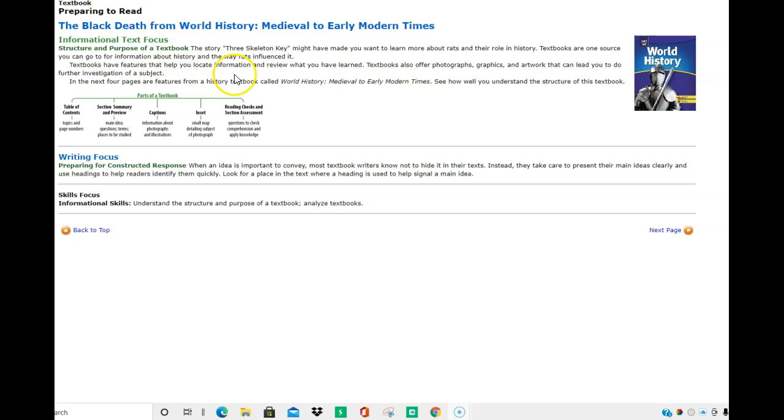Textbooks have features that help you locate information and review what you have learned. Textbooks also offer photographs, graphics, and artwork that can lead you to do further investigation of a subject. In the next four pages are features from a history textbook called World History, Medieval to Early Modern Times. See how well you understand the structure of this textbook.